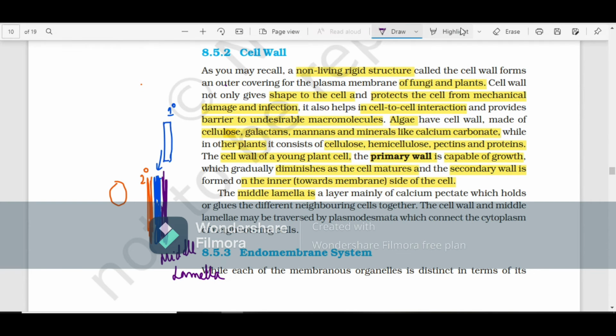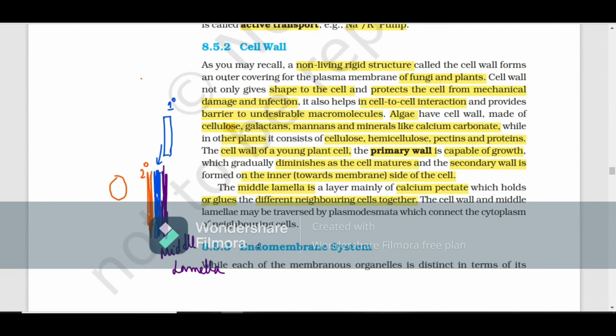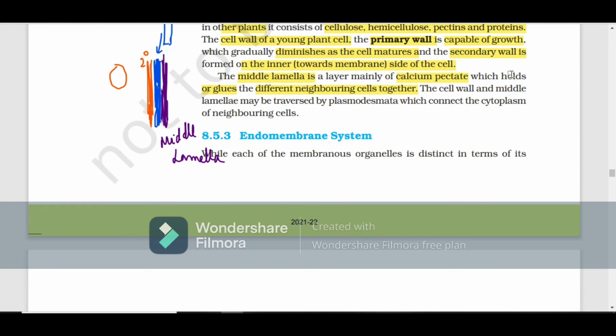The middle lamella is a layer of calcium pectate. It also contains magnesium pectate, and its role is to hold or glue the different neighboring cells together. Adjacent cells have to be together, right? It isn't like the cells are far apart. They should be held together, and that gluing function is done by the middle lamellae.